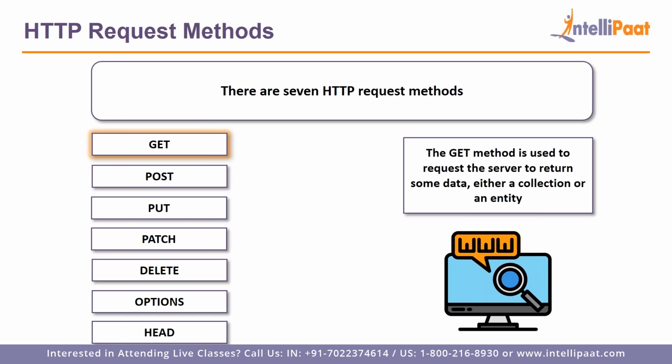The first one is get. The get method is used to request the server to return some data that is either a collection or an entity. To break it down, let's say that you have built an Instagram-like website. An entity would be just one Instagram post or one photo, and a collection would be a group of those photos. So when you take a look at one photo, that's an entity, and when you take a look at someone's profile, they have multiple photos that get sent back from the server. That's a collection of those entities. So the get method basically requests the server to return some data back to it. That's what a get request is for.